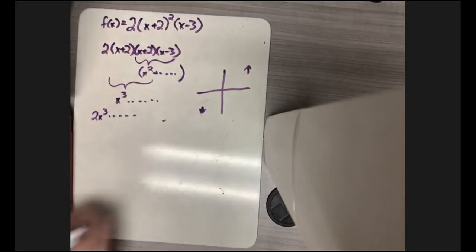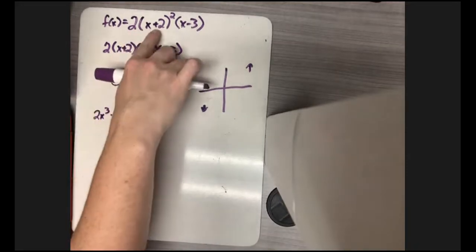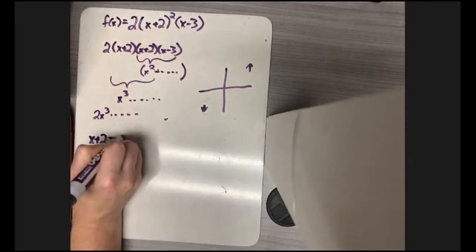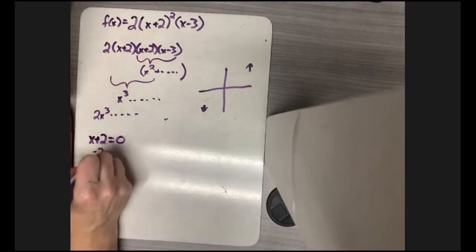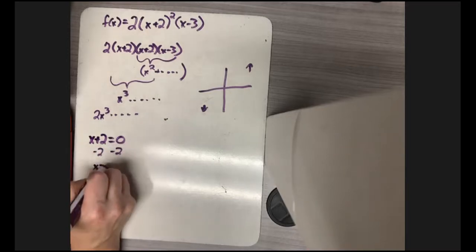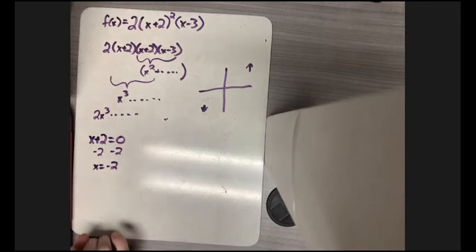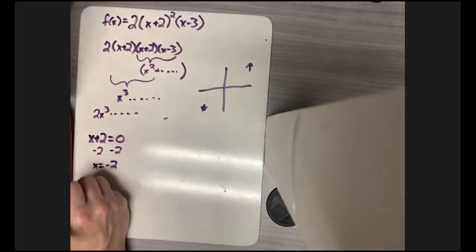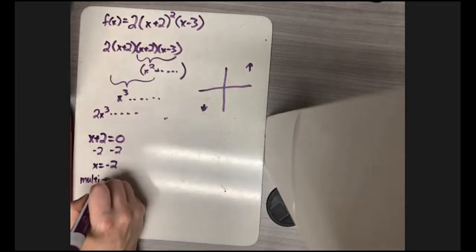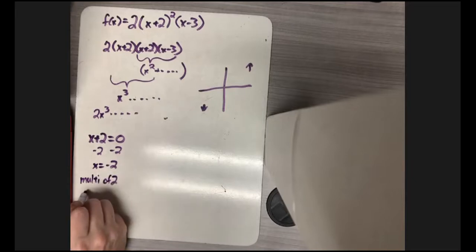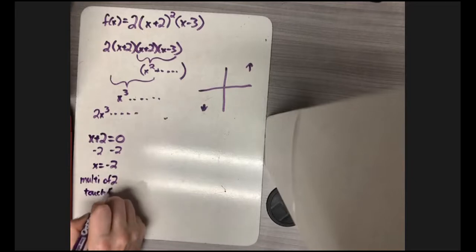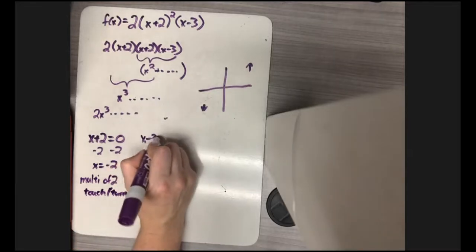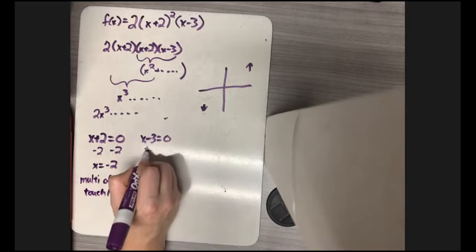Now, next thing is my zeros, okay? So again, because they've given it to us in factor form, we're going to take x plus 2, and we're going to set it equal to 0. I'll subtract 2 from both sides. So my 0 is at -2 twice, okay? So it has a multiplicity of 2, which means that is a touch and turn. And then we're going to do our other one. So we've got x minus 3 equals 0. I'm going to add my 3.